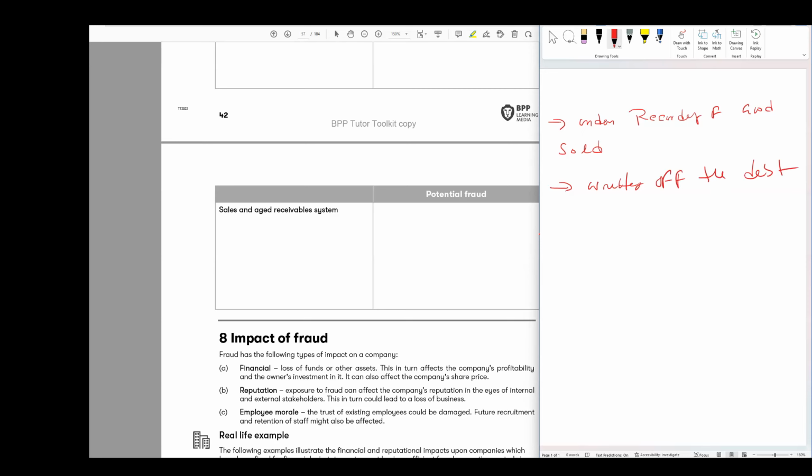So in explanation, we're going to say there are no control to ensure that debt from the customer are not written off, or to ensure that they are write off when they should be.